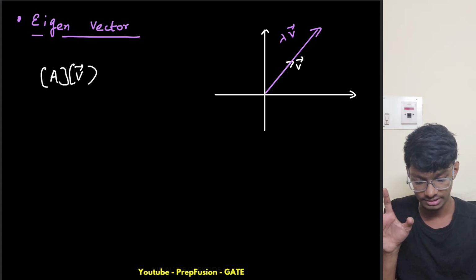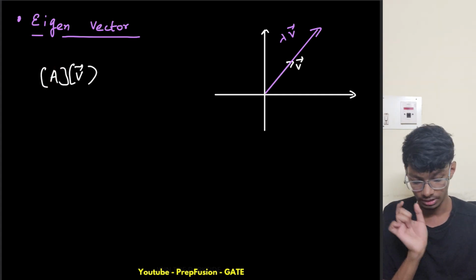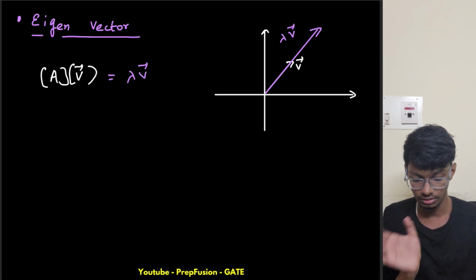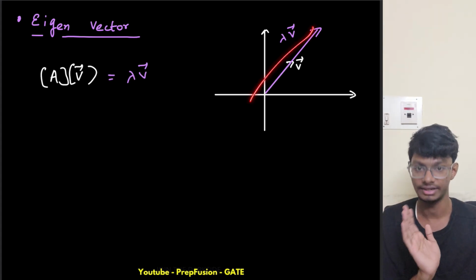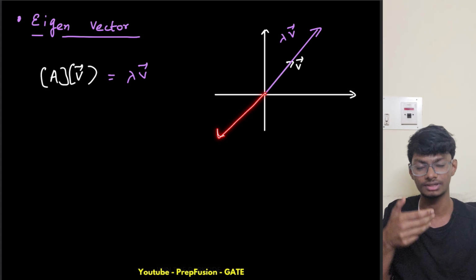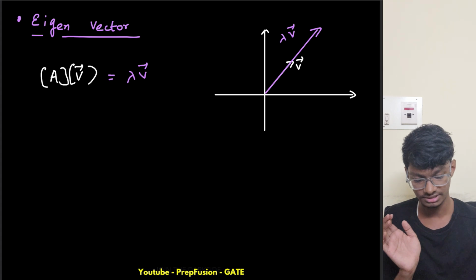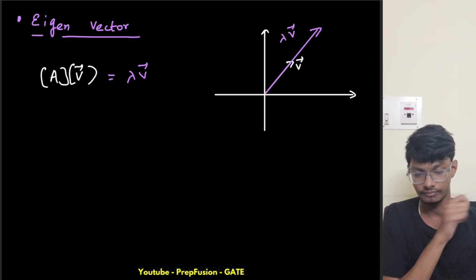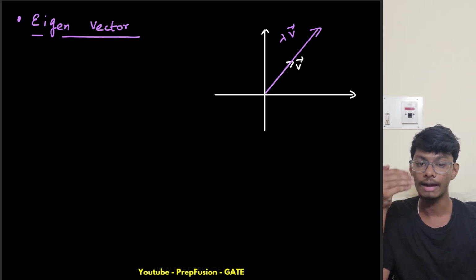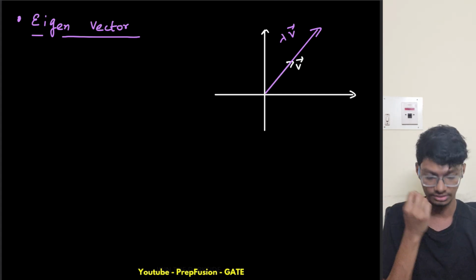So the eigenvector is this v vector, in which if I multiply by some matrix A, then I get the same scaled version of this vector in the same direction. Or it can be like this also, then it's just negative, but in the same line. The direction is the same, it's just in the negative direction. So that is what an eigenvector is. After applying the transformation A, I get the same direction, but just a scaled version.